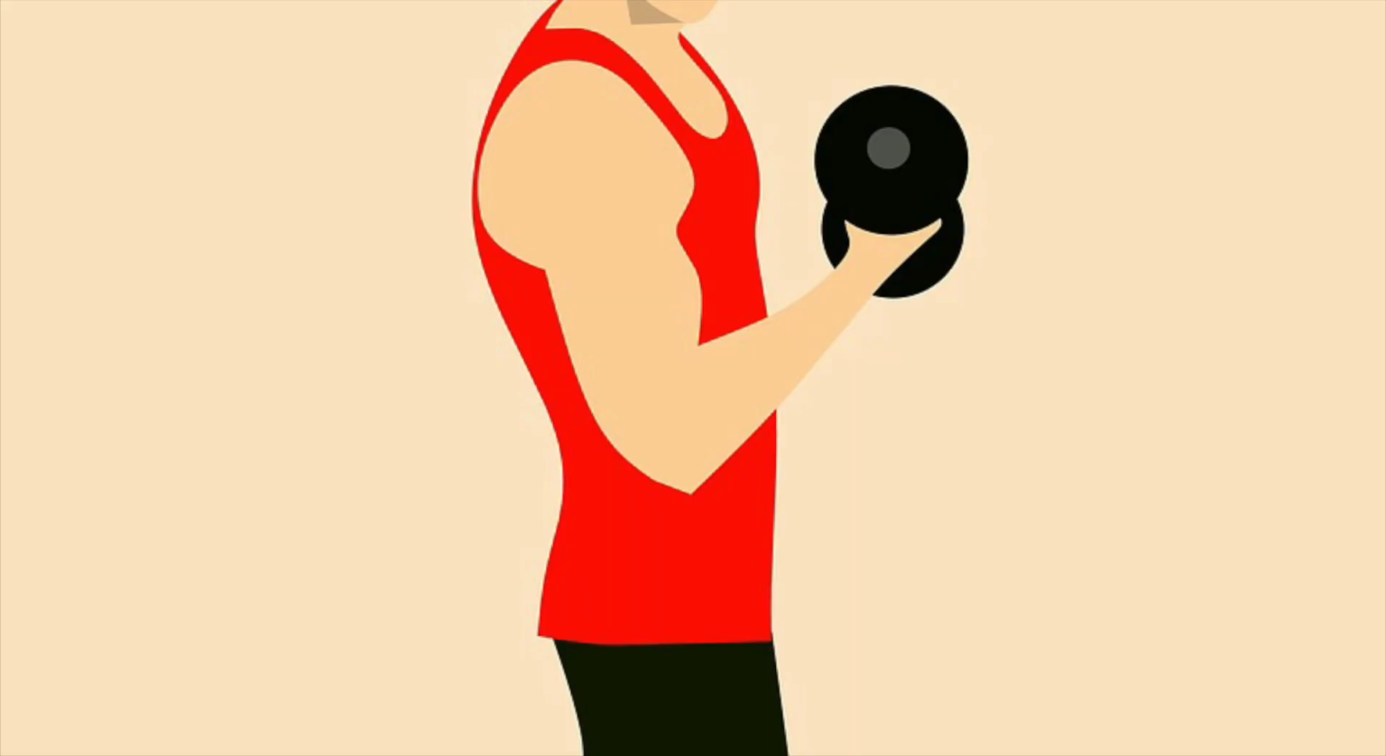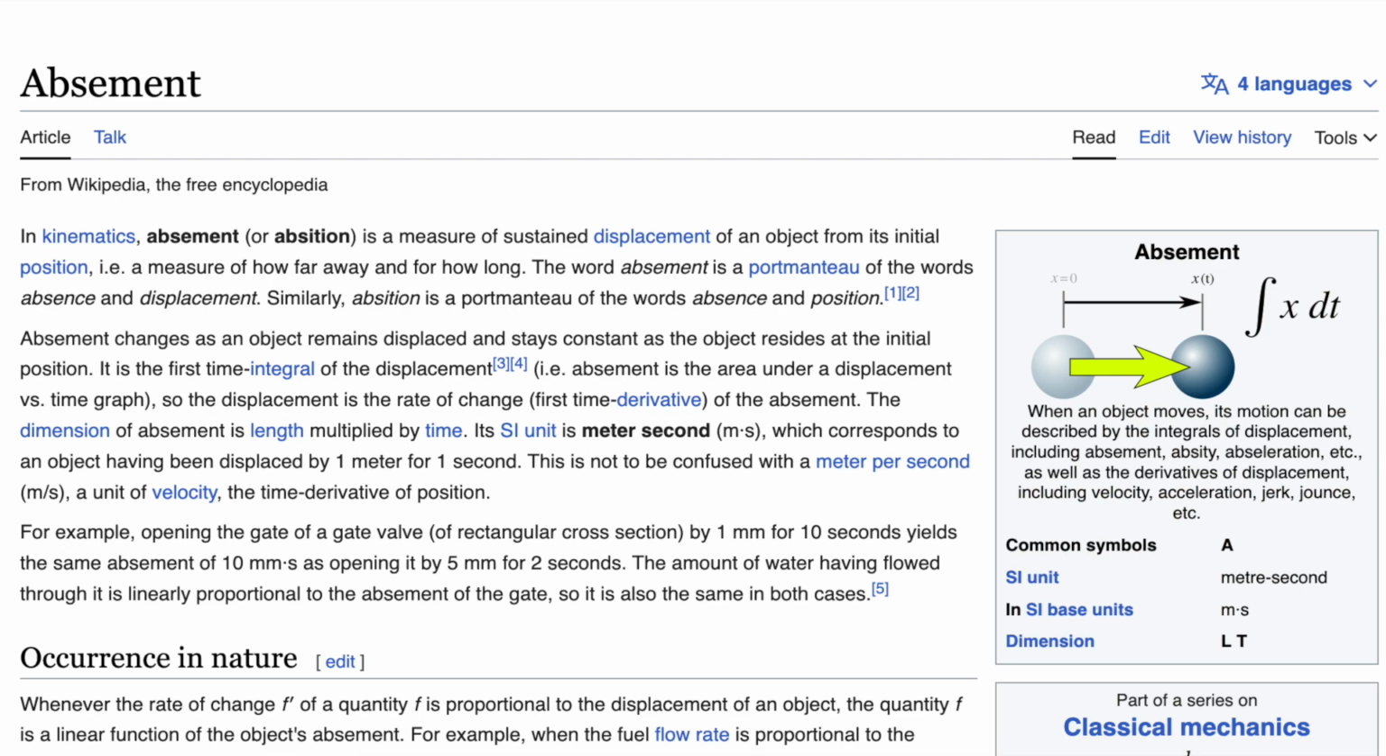You can think about how the longer you hold up a weight, the more your arm hurts, and we could model that muscle pain with the absolute of the weight's position. I'll put a link to the Wikipedia of absolute in the description if you want to learn more.